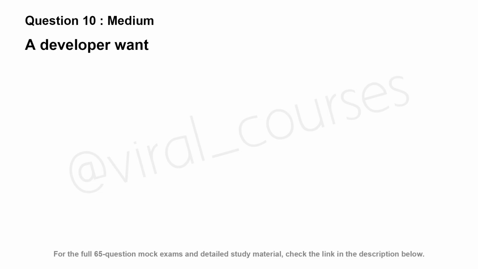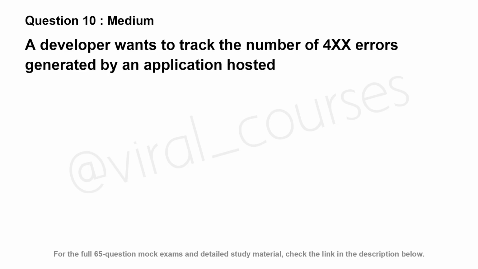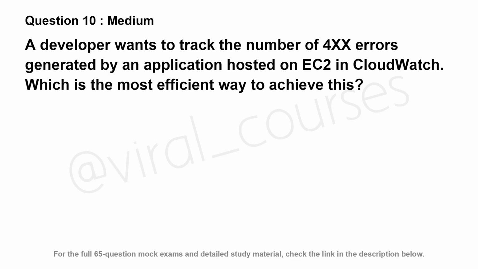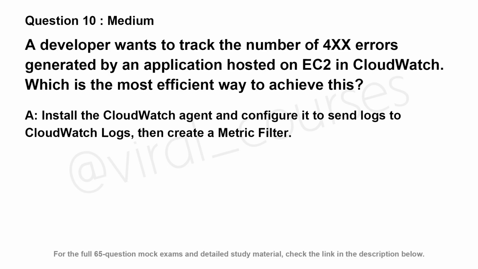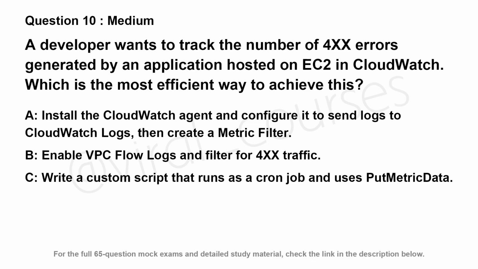A developer wants to track the number of 4xx errors generated by an application hosted on EC2 in CloudWatch. Which is the most efficient way to achieve this? Option A. Install the CloudWatch agent and configure it to send logs to CloudWatch Logs, then create a metric filter. Option B. Enable VPC flow logs and filter for 4xx traffic. Option C. Write a custom script that runs as a cron job and uses PutMetricData. Option D. Use CloudTrail to capture API errors.